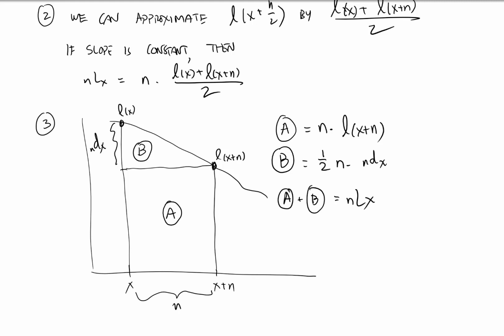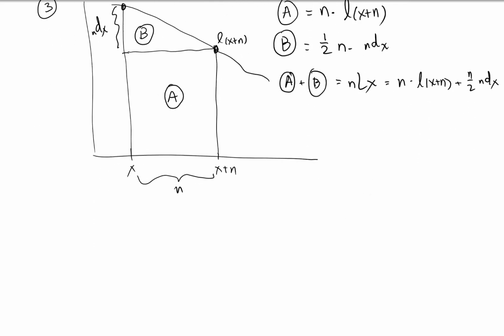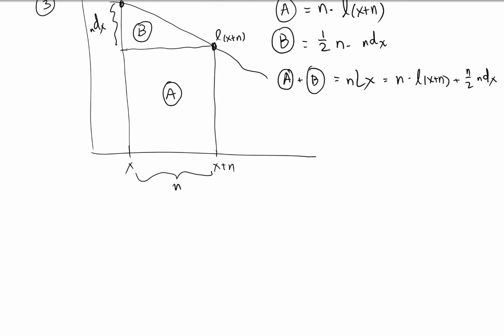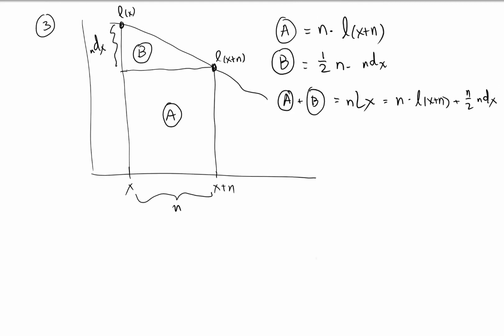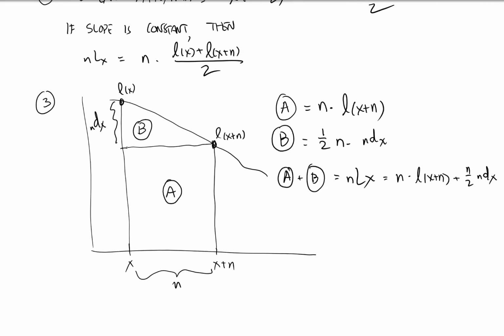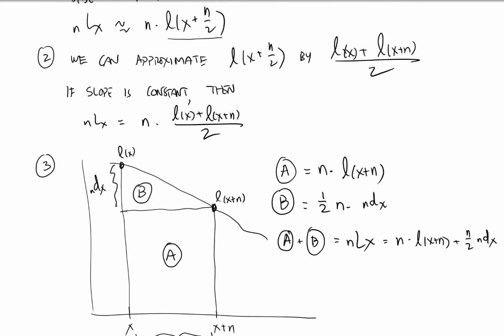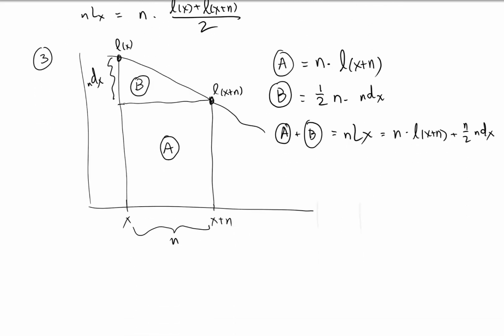And so this is another formula that we often see for this, which is n times Lx plus n, plus n over 2 times n dx. Maybe I should have called that 3. That was like 2.5, because it's very closely related. You can see algebraically they're the same thing.